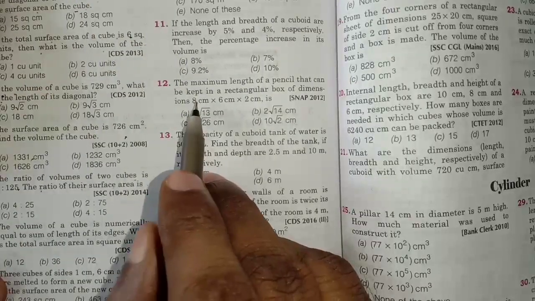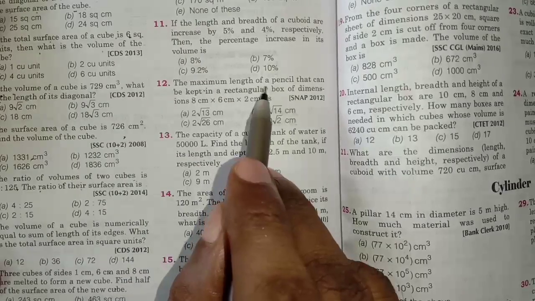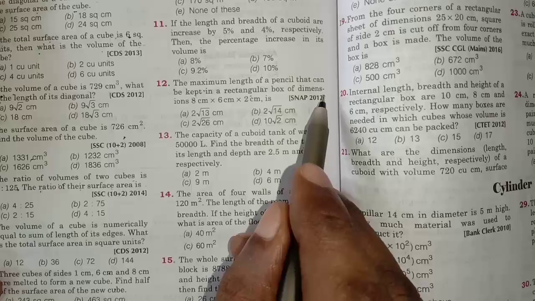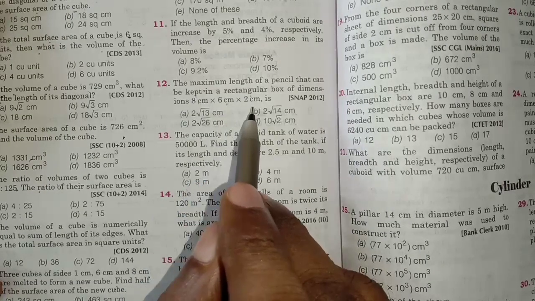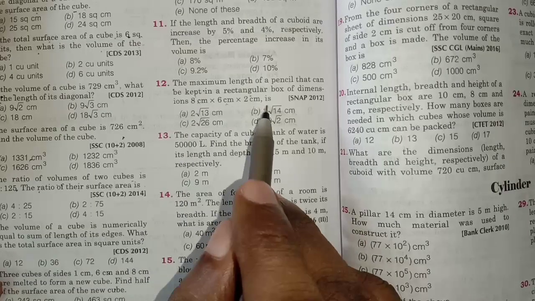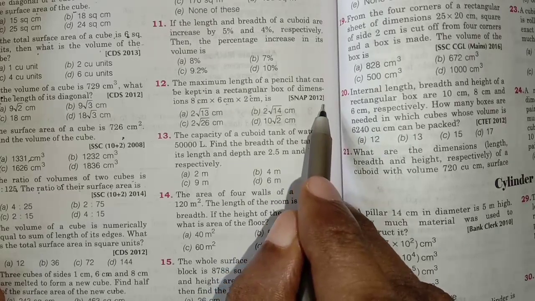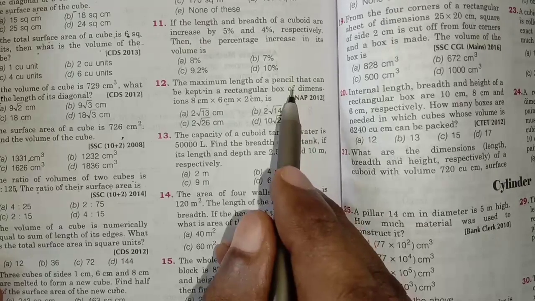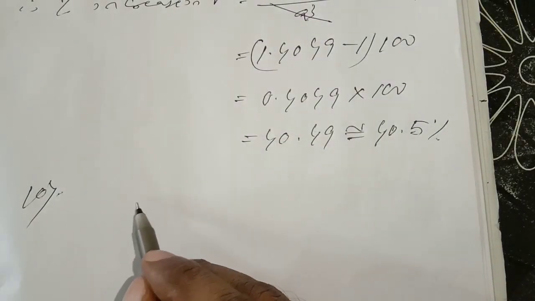See the question I am doing from serial number 12. The maximum length of a pencil that can be kept in a rectangular box of dimension 8 cm, 6 cm, 2 cm, length, breadth and height given. Okay, this question came in the exam SLAP 2012. You have to find out the maximum length of a pencil, that means you have to find out the diagonal of the cuboid.